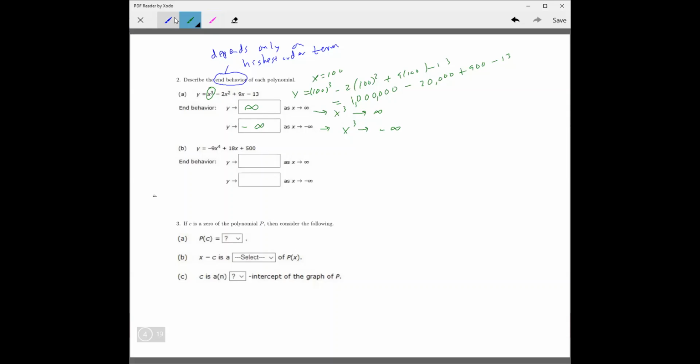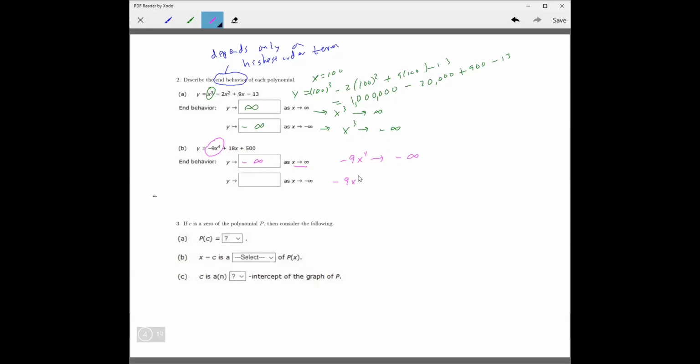Now with this one here, with part B, again, we're just going to look at the highest order term. Sometimes the highest order term doesn't come first, in which case you have to pick it out. Whichever has the highest power here is the one that you want to look for. So negative 9 to the 4th. As x goes to infinity, this is going to go to negative infinity.